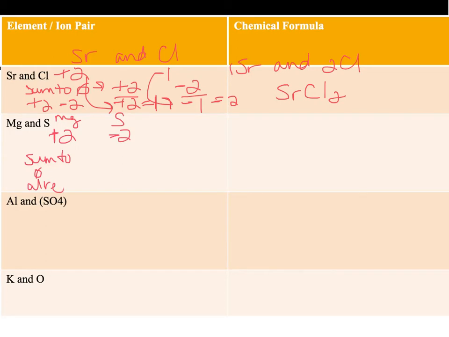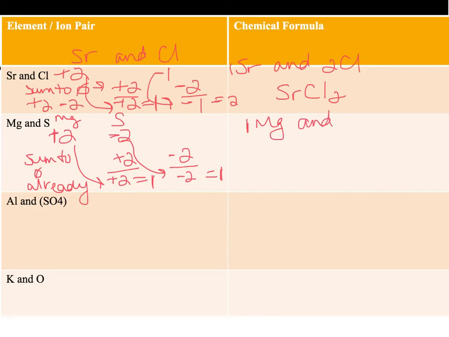Okay. So I don't have to worry about a multiple in this one. I'm going to take my +2 and my -2, divide each of them by the ionic charge. So this comes here, and I get 1 magnesium and 1 sulfur. So the formula, this is what the calculation just told me, 1 Mg and 1 S. So it would be MgS for the chemical formula.